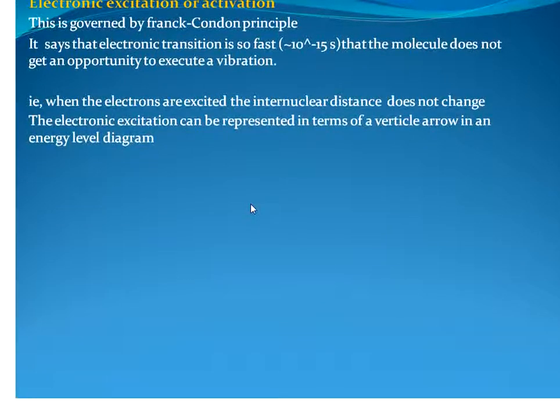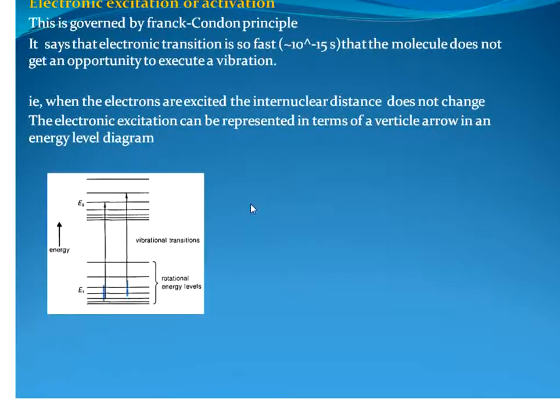We also have to know that the electronic excitation can be represented in terms of vertical arrows in an energy diagram. So the electronic transitions can be represented in terms of vertical arrows, and these are the arrows we're talking about.